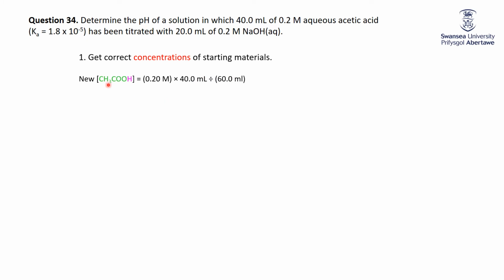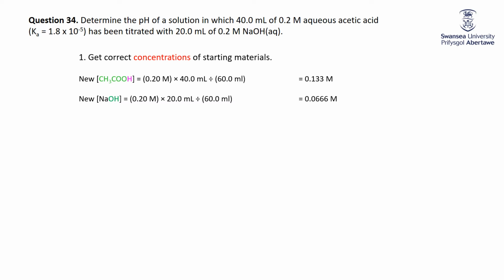First of all, what's the new concentration of the acetic acid at this point? Well, it was 0.2 molar, and you had 40 mL of that, but now you've added another 20 mL, so you've diluted it. So the acetic acid, even with the reaction, is 0.133 molar. Sodium hydroxide, you have 20 mL of 0.2 molar, but you've diluted it with another 40 mL, so now you've got 60 mL. So that concentration is 0.0666.